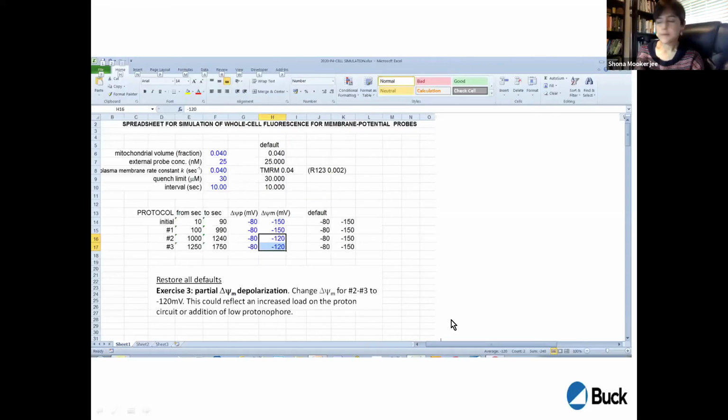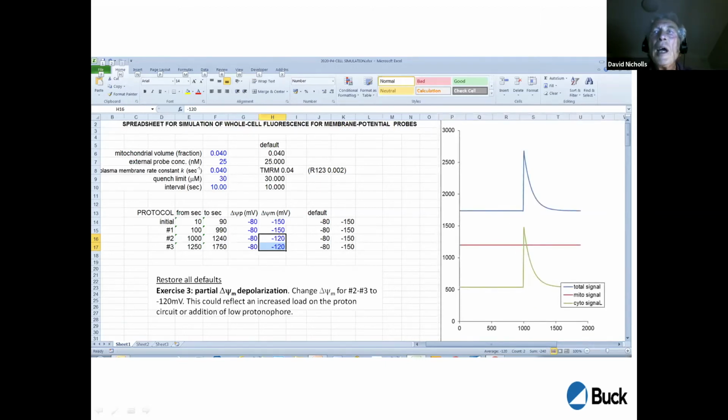Looks good. Yep, and a subtle depolarization of the mitochondrial membrane potential in quench mode. And let's work our way back through the breakout groups. Let's go back to group 5 and ask group 5 to talk a little bit about this.